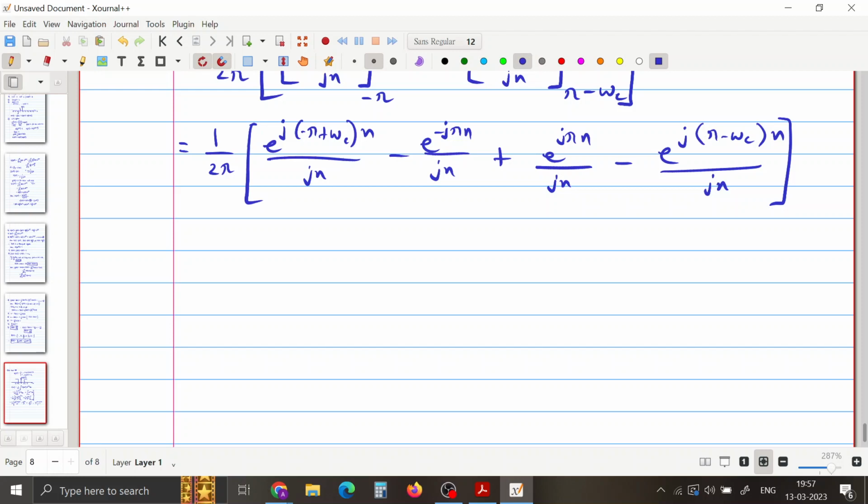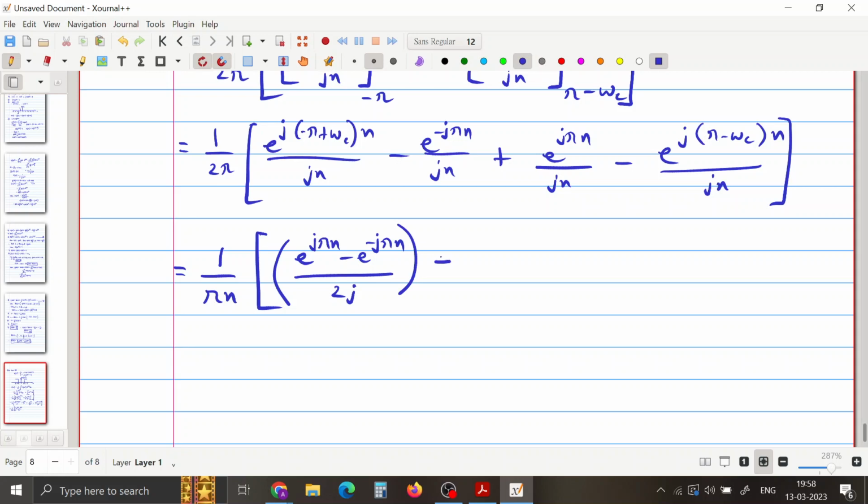Now it's clear. You can just pair the similar terms together. That's it, and you will obtain the form of the sine function. So I can take this denominator outside, and I can take this factor of 2 inside. I am pairing the like terms together: e to the power j pi n minus e to the power minus j pi n, divided by 2j. Exactly.